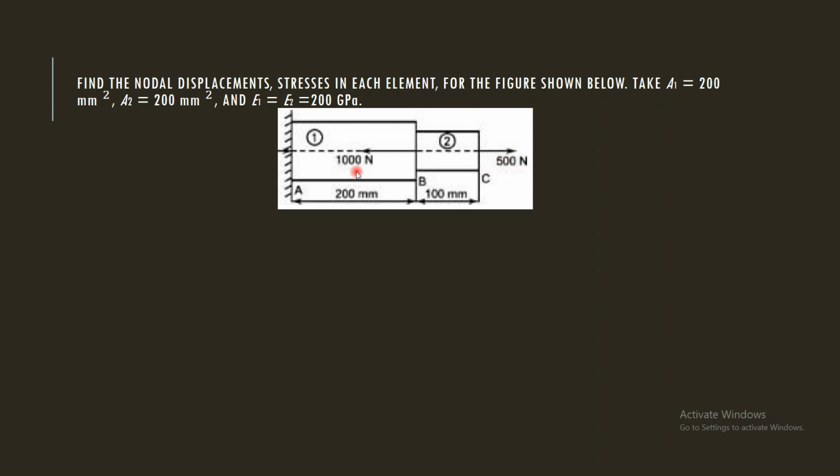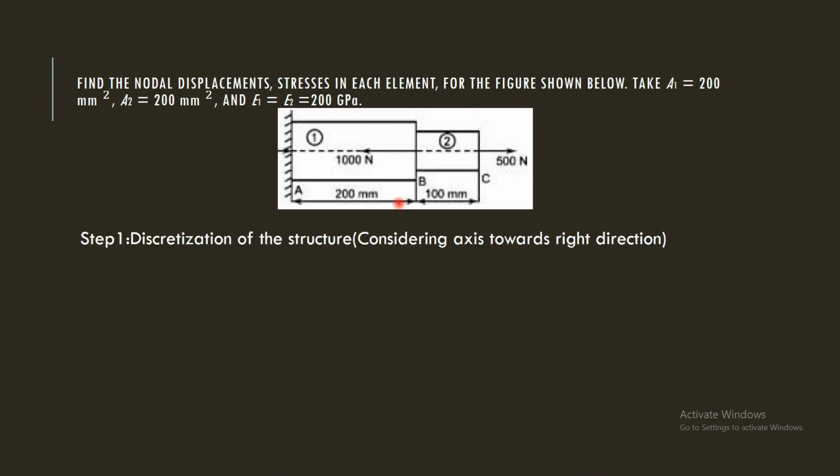So if you closely observe, we are having two loads. One is 1000 Newton, which is applied against bar 2, and 500 Newton to the right side. So we are having two loads and one support condition. Okay. So let us look into the steps related to this problem.